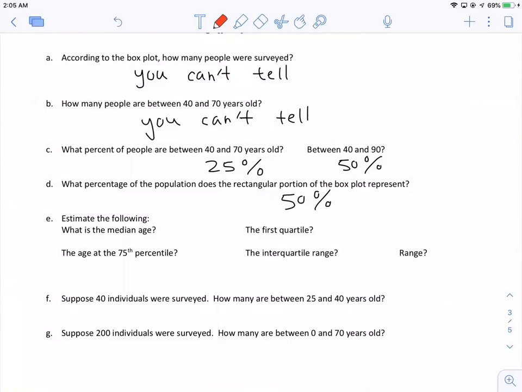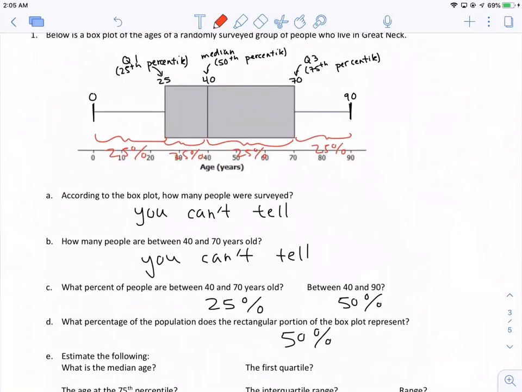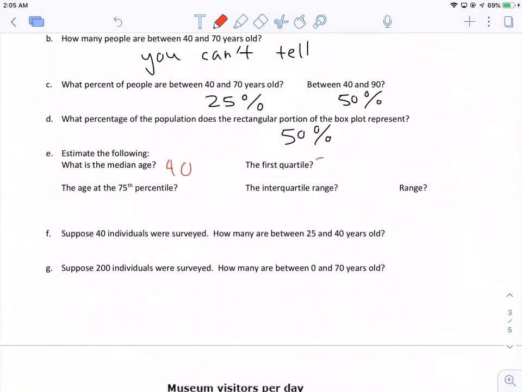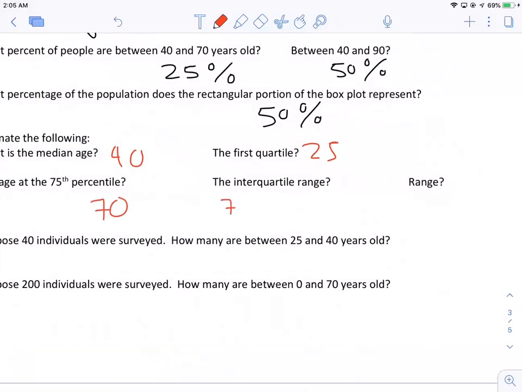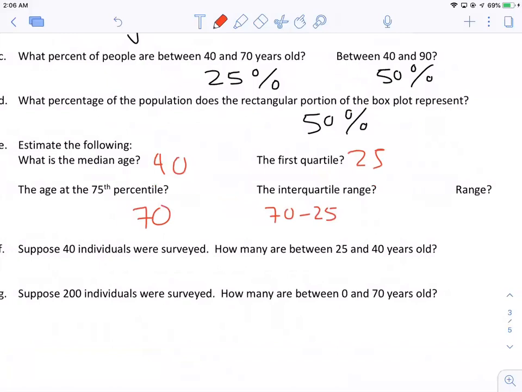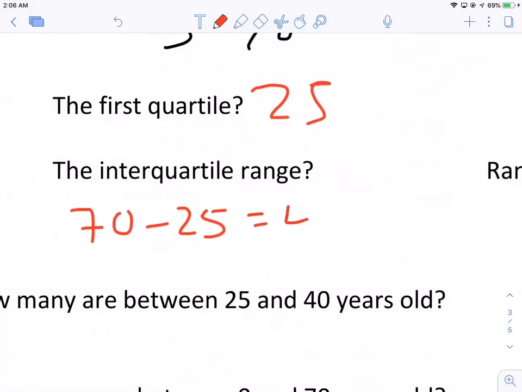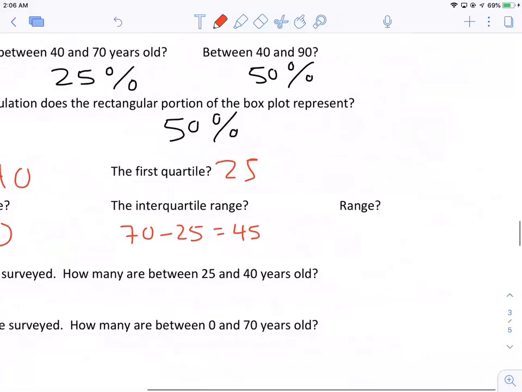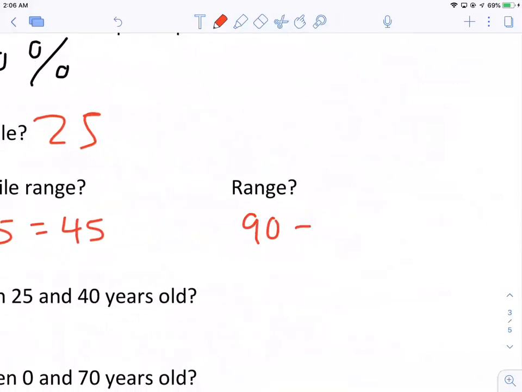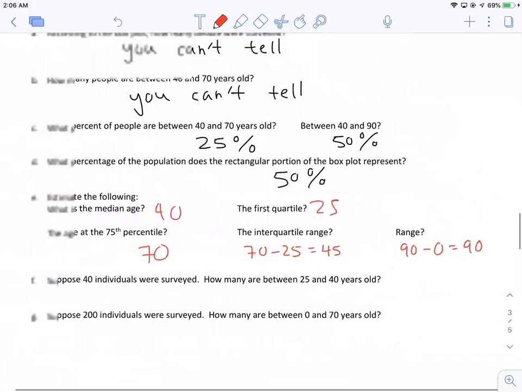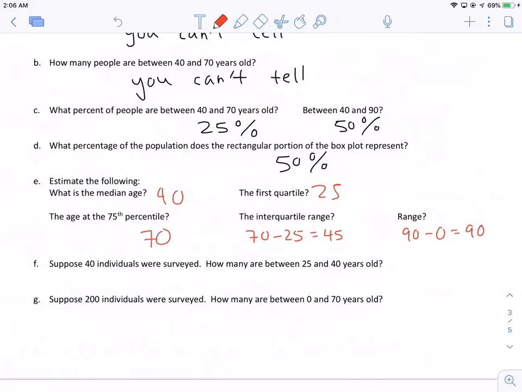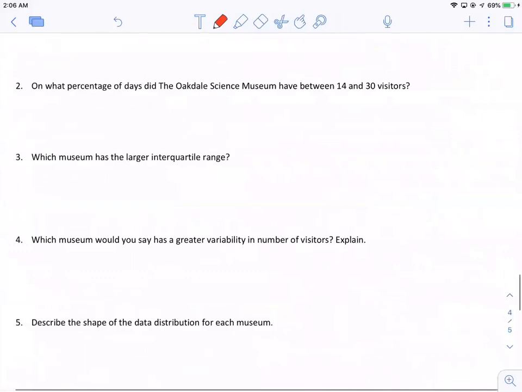So estimate the following. We already did this, so let's just do it real quick. Median 40, Q1 25, Q3 70. The interquartile range is going to be 70 minus 25, the 75th percentile minus the 25th percentile, or the third quartile minus the first quartile. And that is 45. The range is max minus min, which would be 90 minus 0, which is 90. So, did I add that? Okay, I did add it.